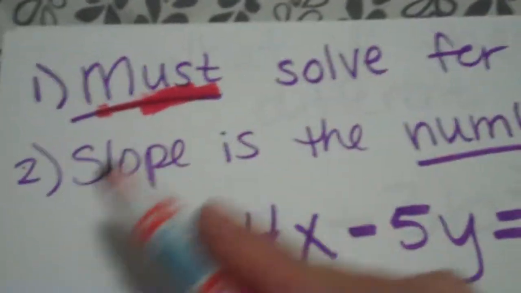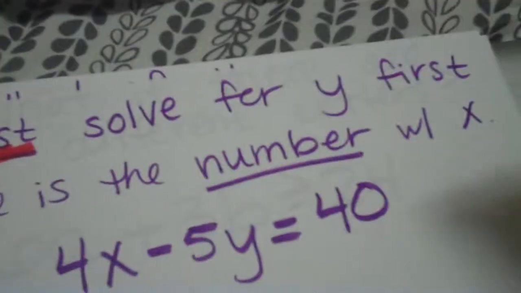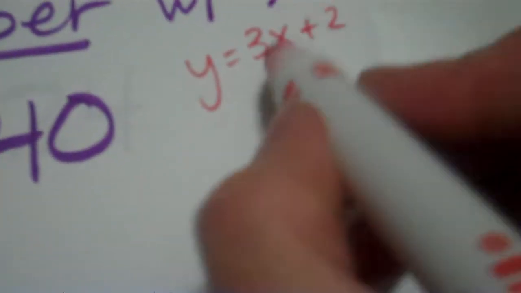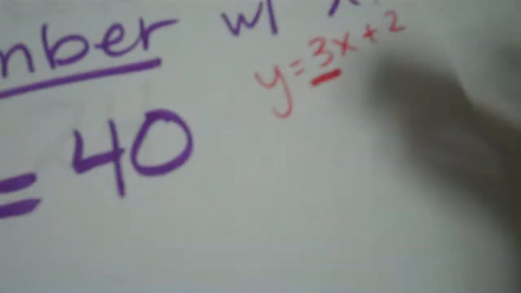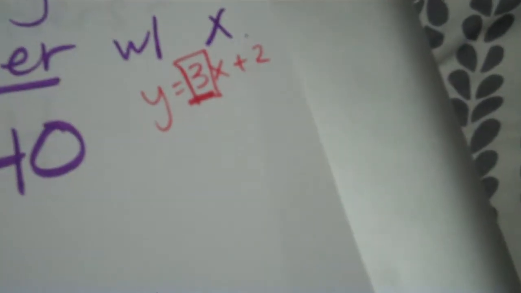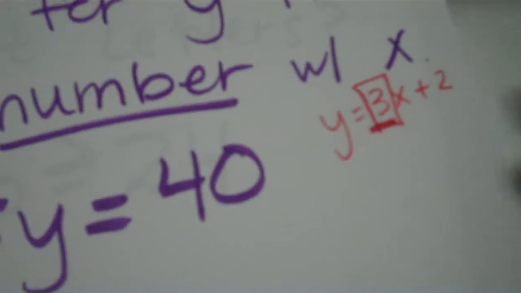Okay? The second thing is that slope is a number. Okay? It is the number with x. Make sure you write that down. It is the number with x. Okay? So for example, you don't have to write this down, but y equals 3x plus 2. It's already solved for y. The slope is 3. It is not 3x. Slope is only a number. There are no letters allowed. So slope would just be 3. I did not count off on your assignment from before, but today I would. Okay, so make sure that slope is only a number.